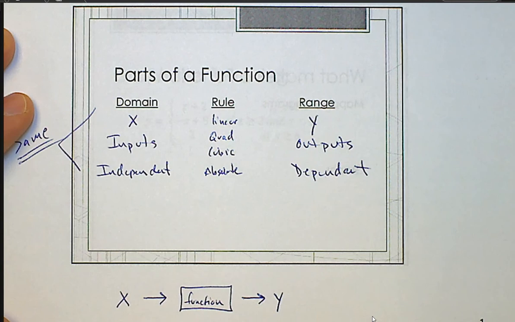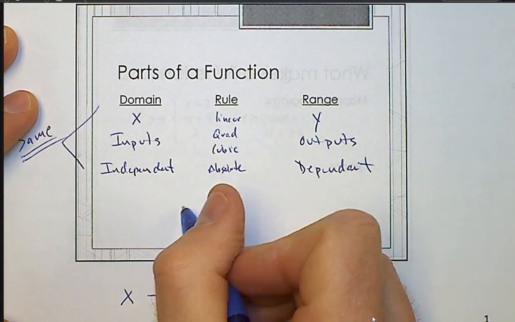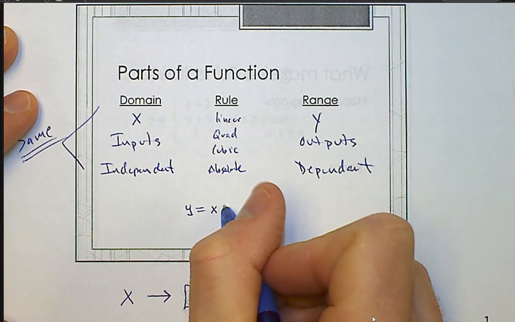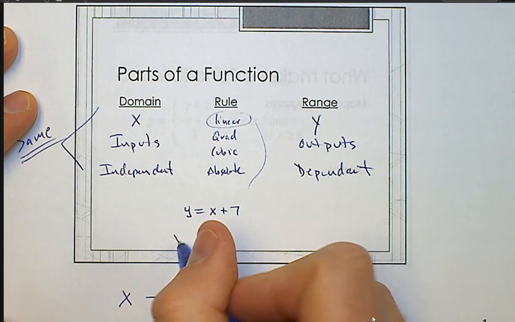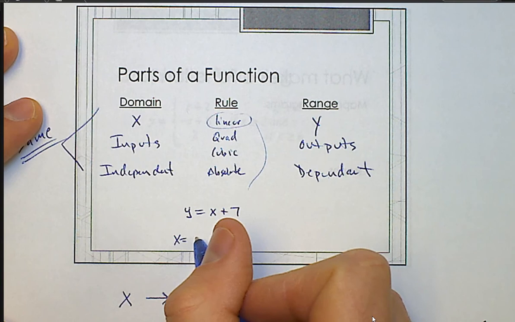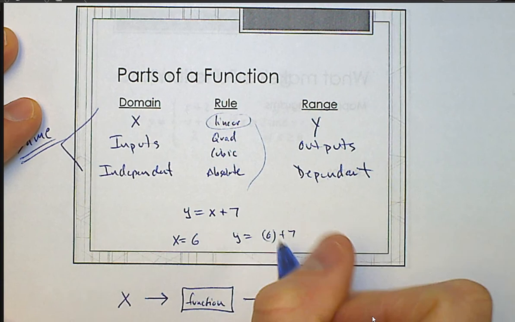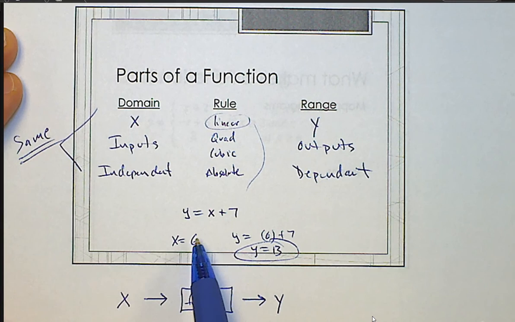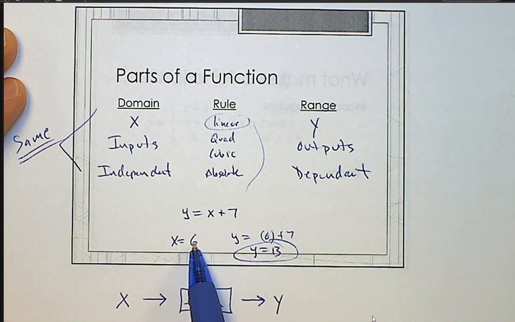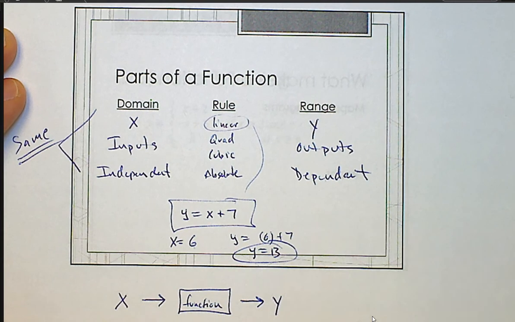Okay. So just a quick example. We could do something like this. y equals x plus 7. That is a linear rule. And let's say x equals 6. Okay, what would happen? Well, we'd go y equals, we plug in the 6 for the x, 6 plus 7, and we get y equals 13. Okay, so our input, or our x value, or our domain, or our independent value is a 6. We plug it into the function rule, which is y equals x plus 7, which is adding 7, and we get 13, or our output as a result. Okay?